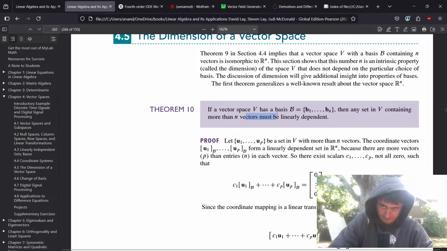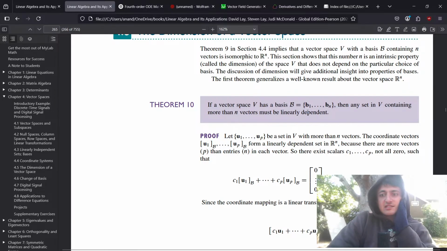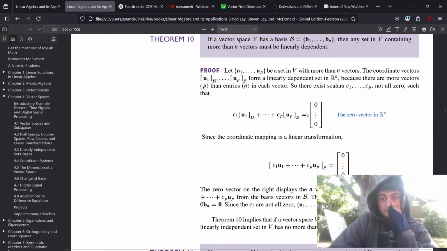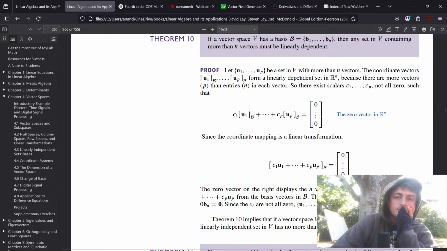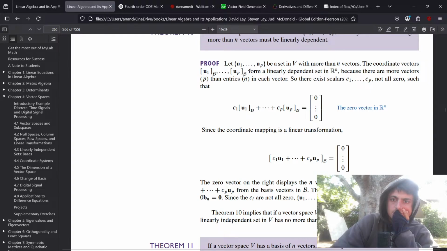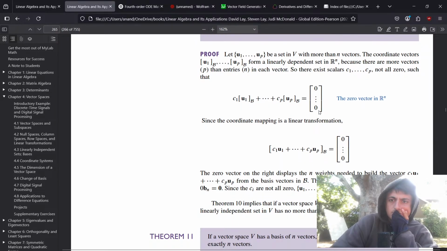If V has a basis of n elements, then any set in V containing more than n vectors must be dependent. Okay, so there's just a non-trivial solution.